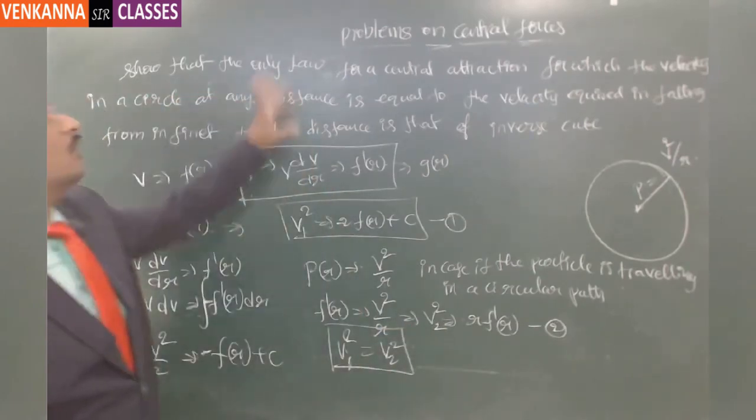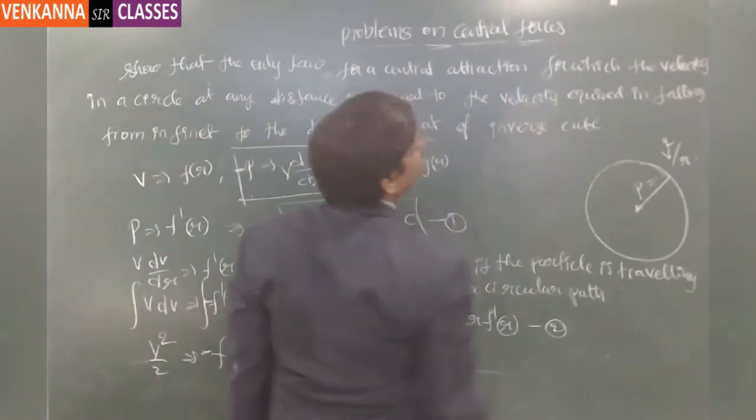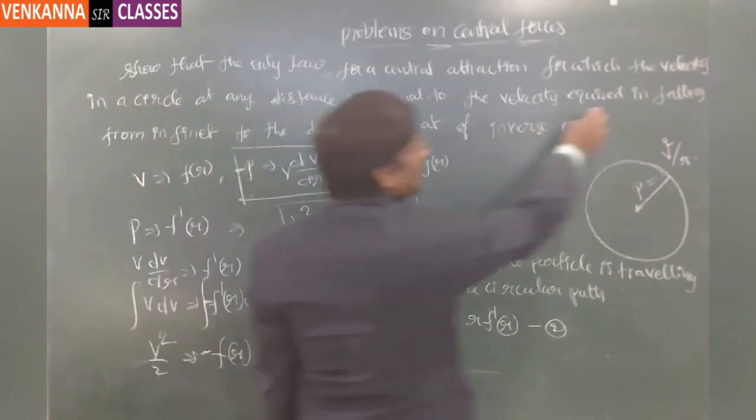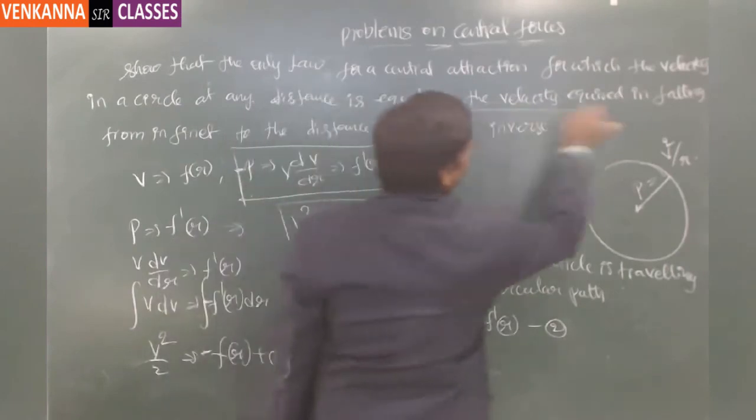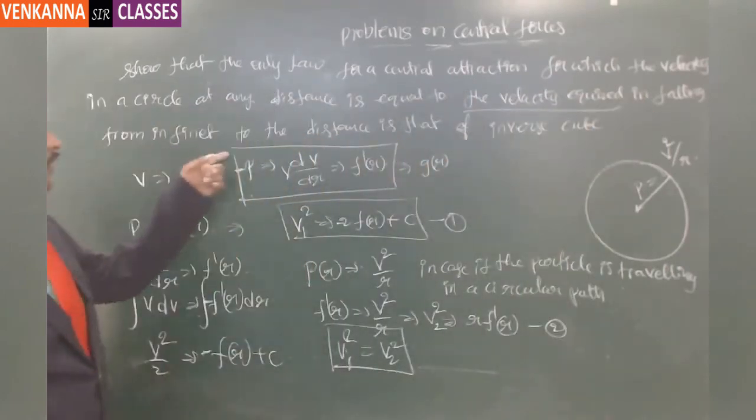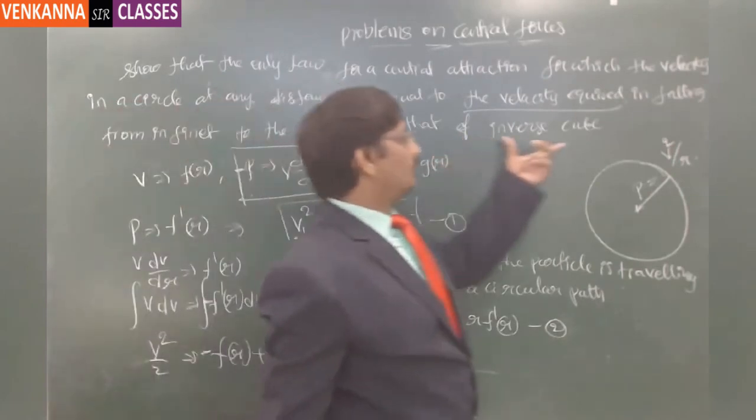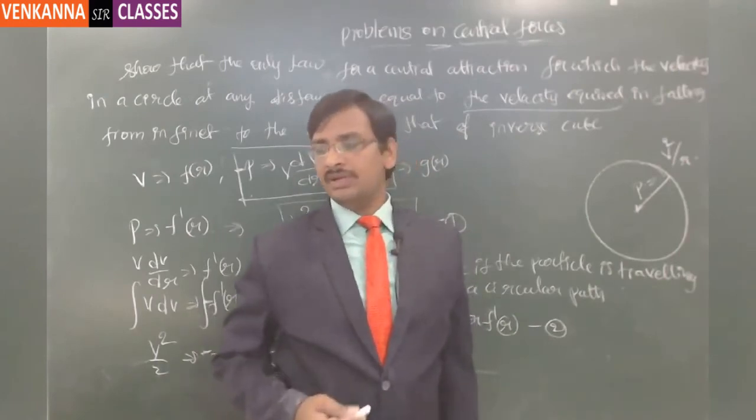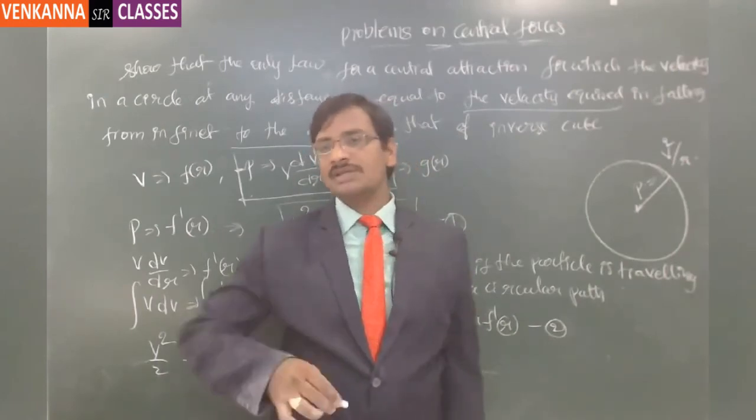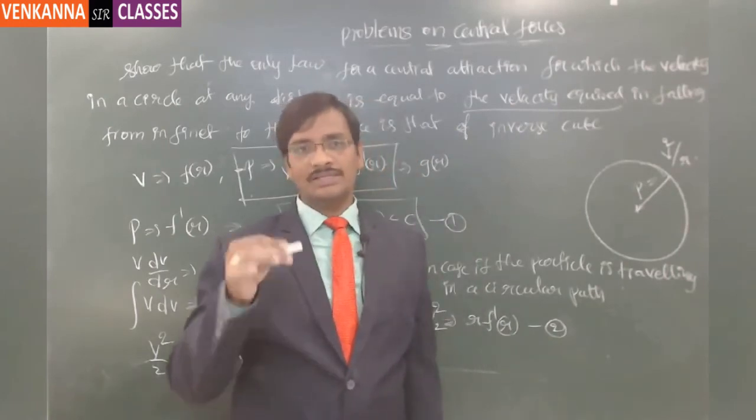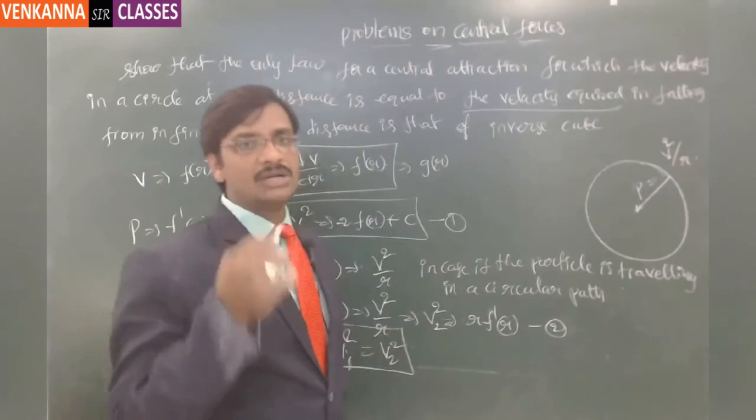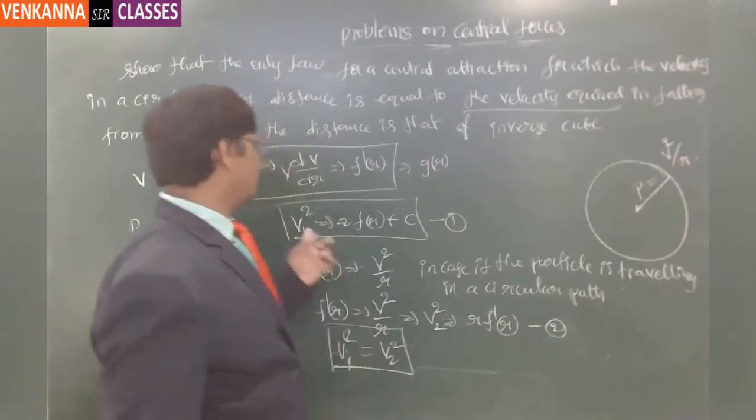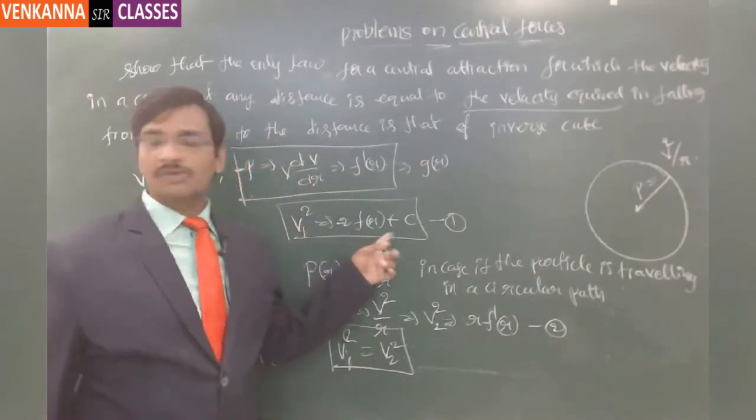See this: show that the only law for a central attraction for which the velocity in a circle at any distance is equal to the velocity required in falling from infinity to that distance is that of inverse cube. When the particle travels in a straight line, it will acquire a certain velocity. That velocity is what it gets when falling from infinity, which means it started with zero velocity and then keeps moving, acquiring a certain velocity. That value is v1 square equal to minus 2 times f of r plus c.